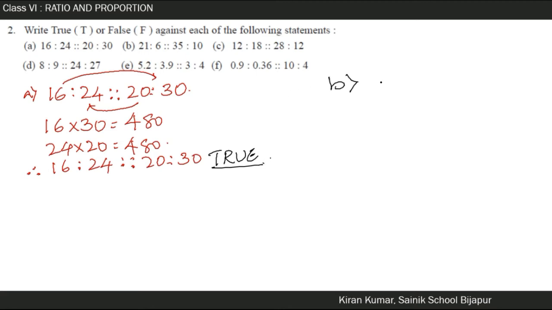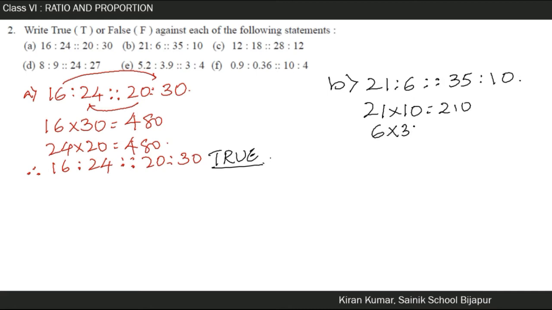Let's do one more. B. 21 is to 6 proportional to 35 is to 10. If you do 21 into 10, we get 210. On multiplying 6 into 35, also we get 210. Therefore 21:6 is proportional to 35:10. This particular statement is also a true statement.